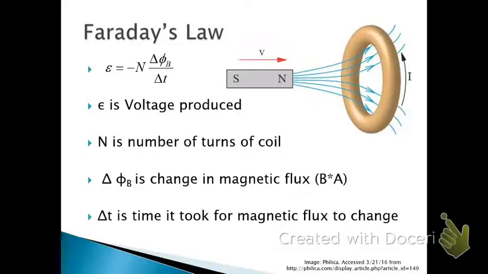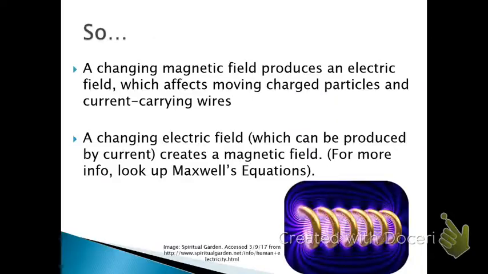And that's it. So the problems will often ask you what sort of voltage will be produced. You just need to know the number of loops of the coil, the strength of the magnetic field, or the change in strength of the magnetic field, the cross-sectional area of this loop, and the amount of time it took to change. So that was a lot of info in just a few short minutes.